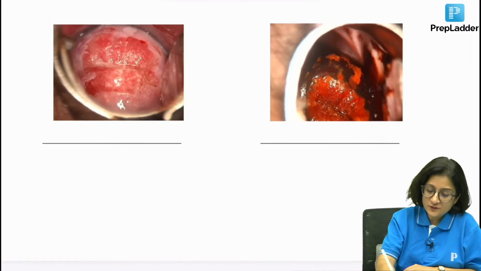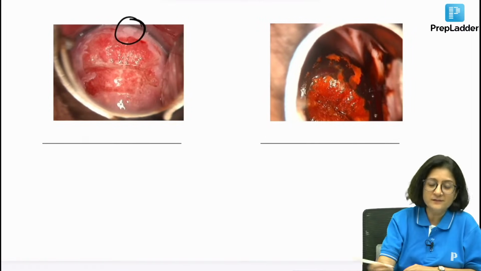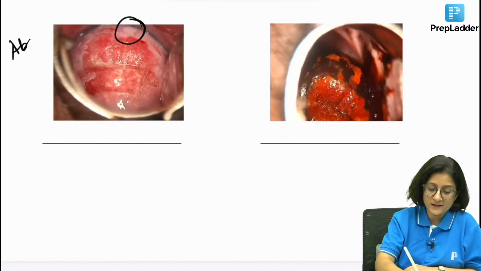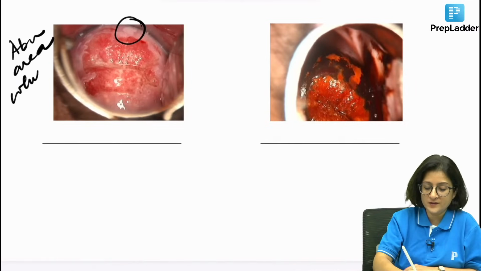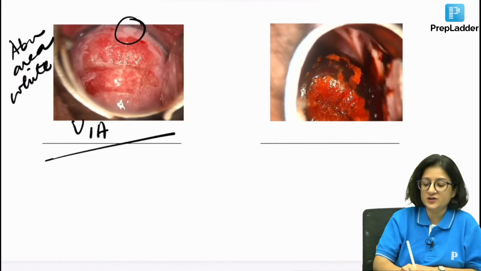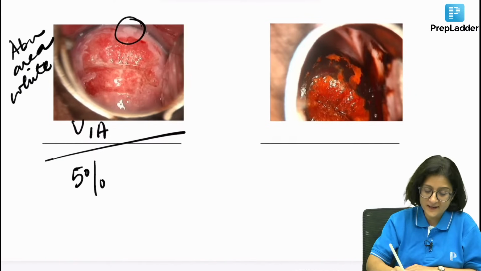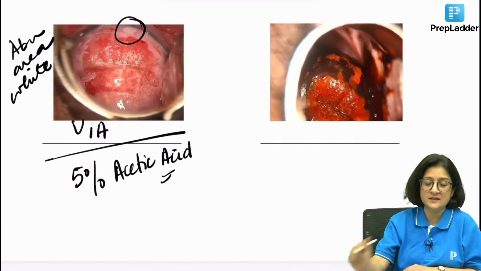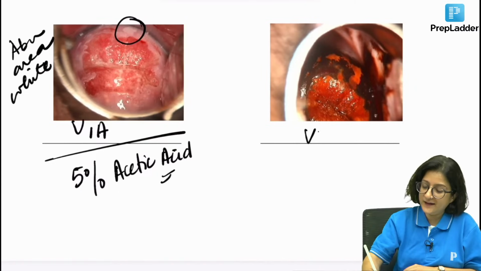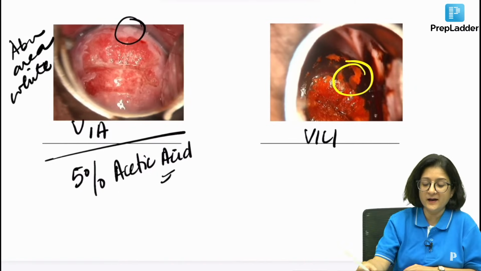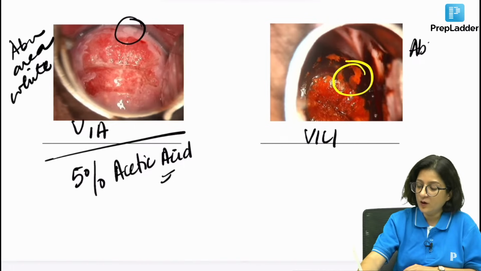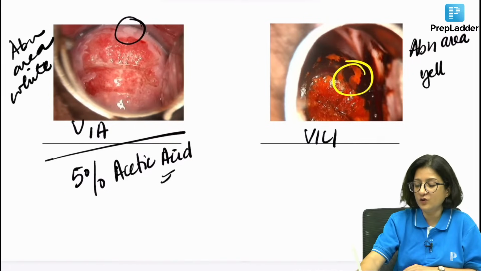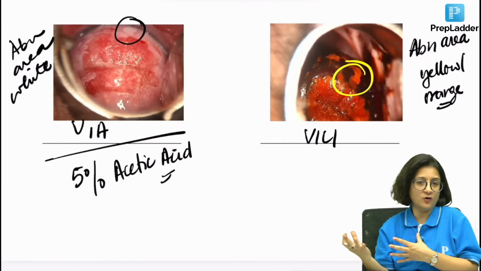Moving on, in the image on the left, we can see an abnormal area. The abnormal area looks white. This is visual inspection with acetic acid. How much acetic acid do we use? 5% acetic acid, and we dab it over the cervix. This is VILI, visual inspection with Lugol's iodine. In the same area in the same patient, the abnormal area is yellow or orange basically. It does not take up the stain because it lacks glycogen.